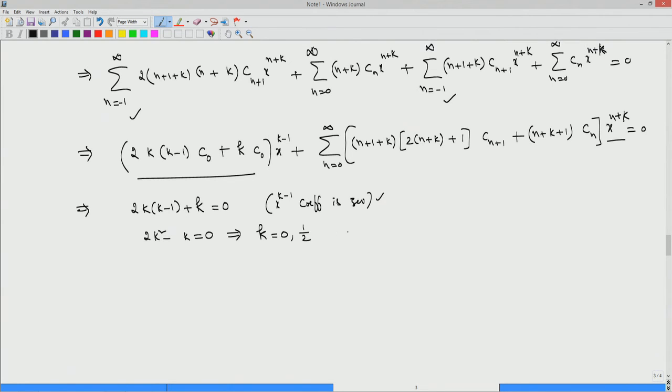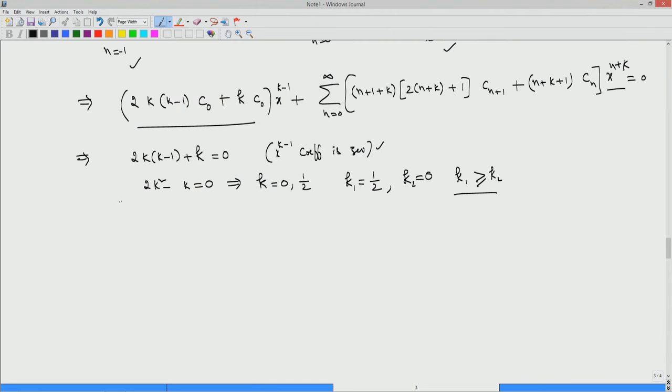I always choose k_1 which is the bigger root; the bigger root is 1 by 2, the smaller root is 0. So I always assume k_1 is bigger than k_2. When they are the same, I will choose like this. If they are complex, it does not matter, whichever you choose as k_1 and k_2. So this is called the indicial equation, and it has these roots. Okay, so consider the case when the root difference k_1 minus k_2 is non-zero and non-integer.